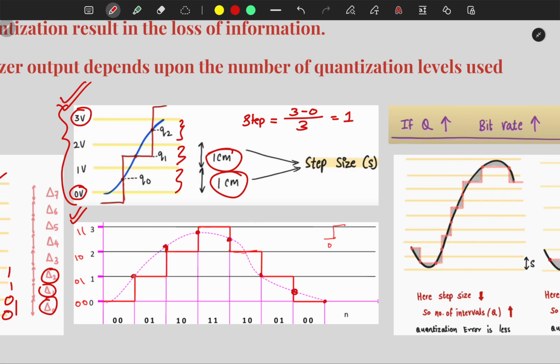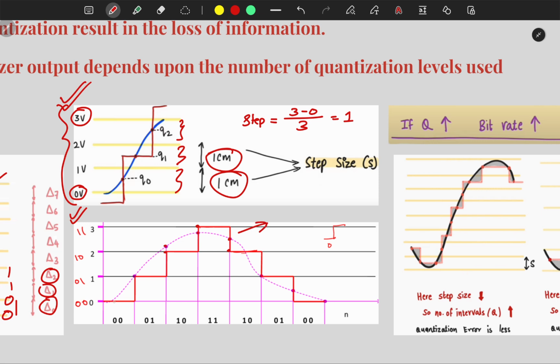So if we get the point here, then we'll take the approximate point here. If we get the point here, we'll take the approximate value here. If we get the quantization point here, then we'll take the point here, and after connecting each of the levels, we'll get the structure like that.